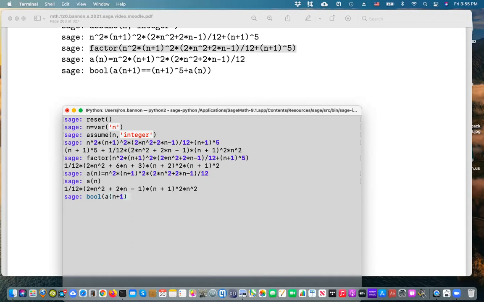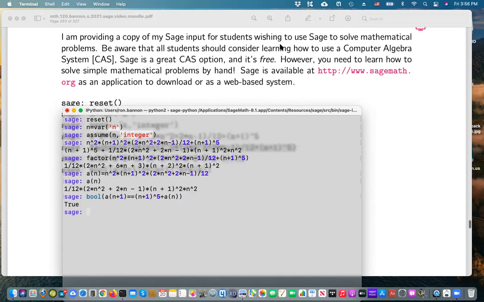Remember, we're trying to do P(k) gives you P(k plus 1). Is it the same thing as n plus 1 to the 5th power plus a_n? This is the big problem we have with the other problem. Remember that? All that work with the factoring and stuff. Well, it's either going to say yes, it's true, or no, it's not true. It's true.